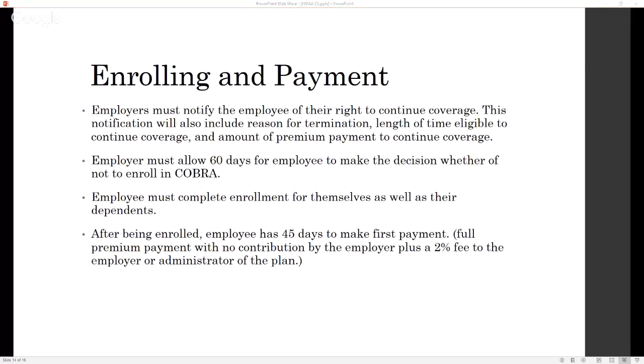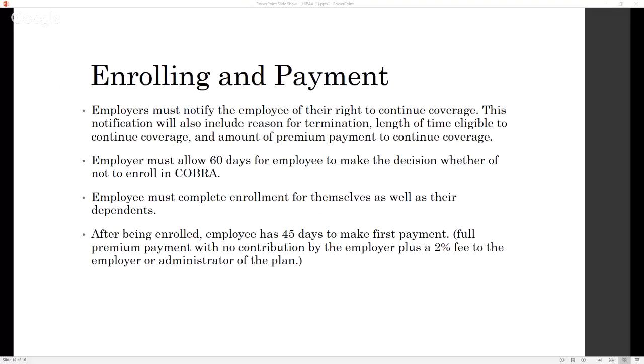Enrolling in payment. So employers have to notify their employees that they have the right to continue this coverage. The notification also lets them know why they are being terminated or why their hours are being cut back and the length of time that they are eligible to extend coverage through COBRA. And it'll also include the amount of the premium payment. The employer has to allow 60 days for the employee to make the decision.